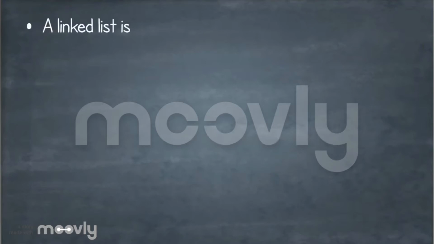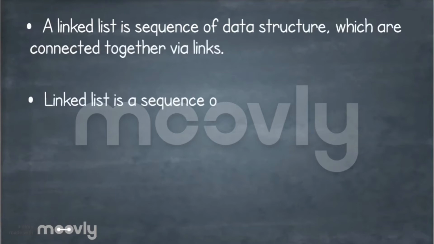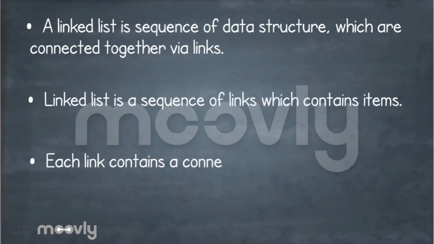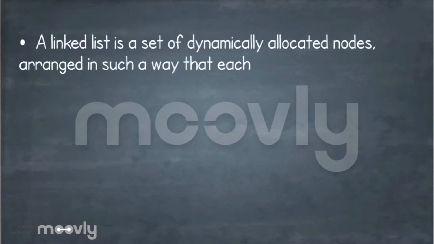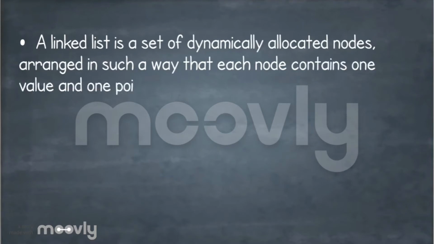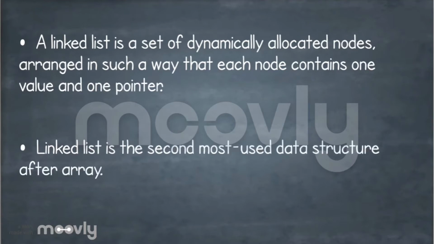A linked list is a sequence of data structures which are connected together via links. A linked list is a sequence of links which contains items. Each link contains a connection to another link. A linked list is a set of dynamically allocated nodes, arranged in such a way that each node contains one value and one pointer. A linked list is the second most used data structure, after array.